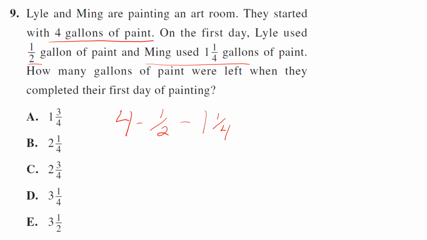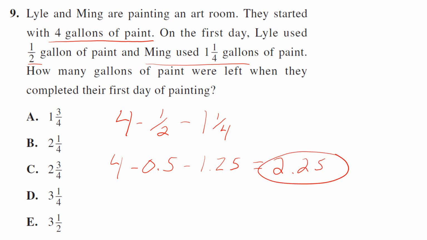So we could make this into decimals, might be easier. 4 minus 0.5 minus 1.25. If you don't do it in decimals, just get a common denominator. So what we have left is 2.25 gallons. You just do it on your calculator. And 2.25 is 2 1/4, so B.